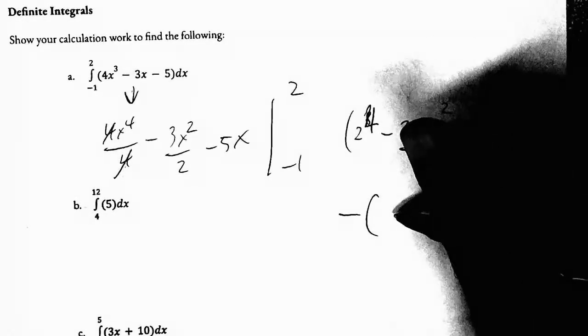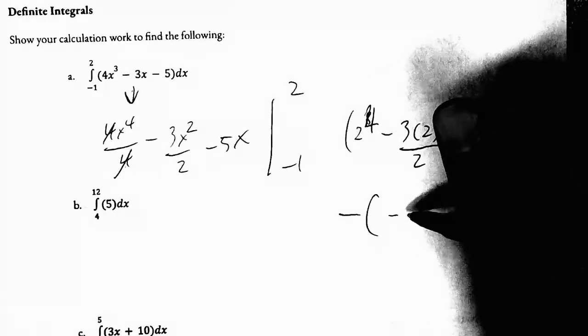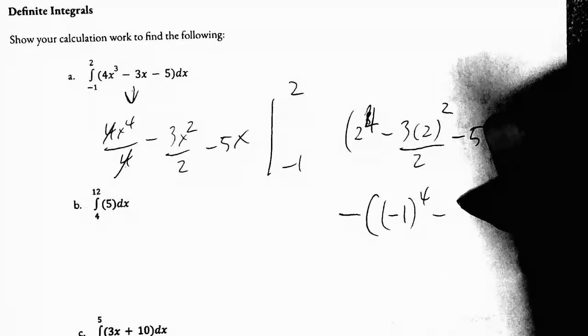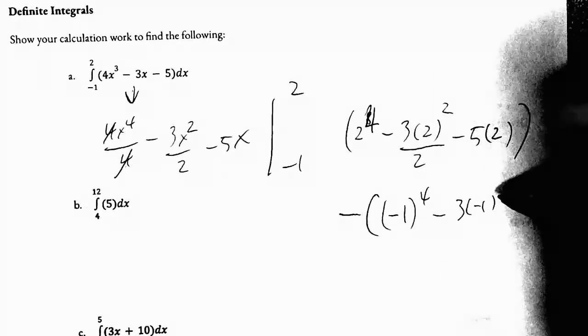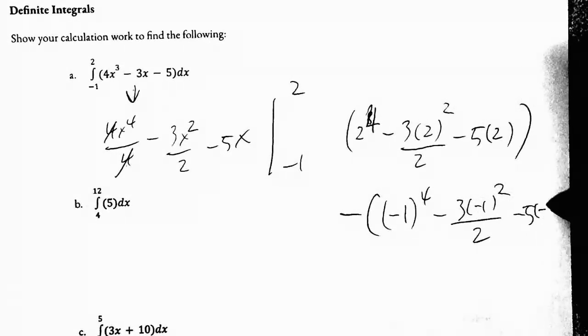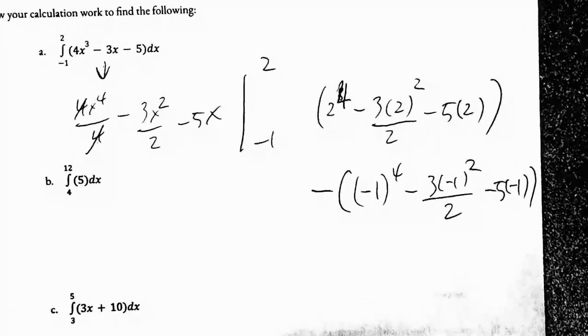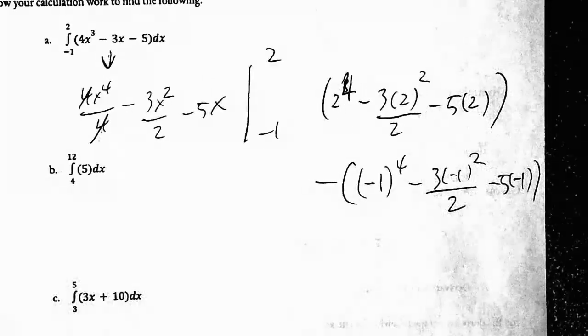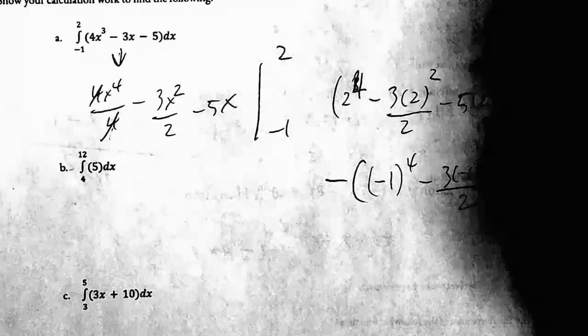Sorry about that. 2 to the 4th minus 2 squared over 2 minus 5 times 2. Good. Minus negative 1 to the 4th minus negative 1 squared over 2 minus 5 times negative 1. Okay, so now we're just going to do the math.